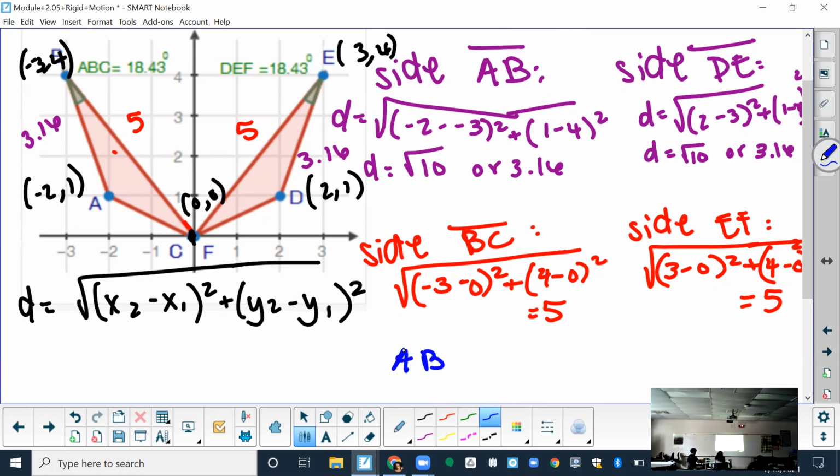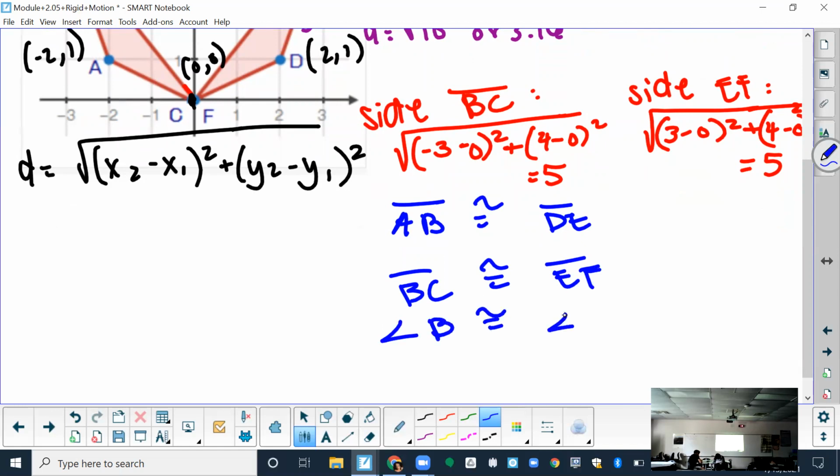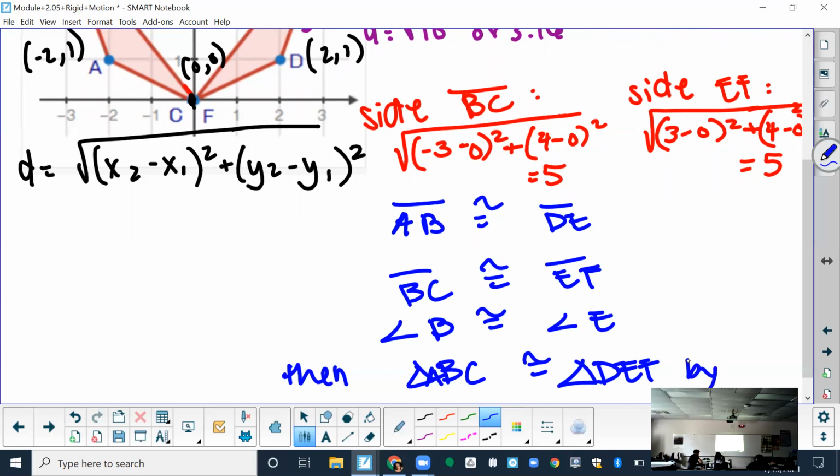Because we have side AB congruent to side DE, and side BC congruent to side EF, and angle B congruent to angle E, then triangle ABC is congruent to triangle DEF by side angle side.